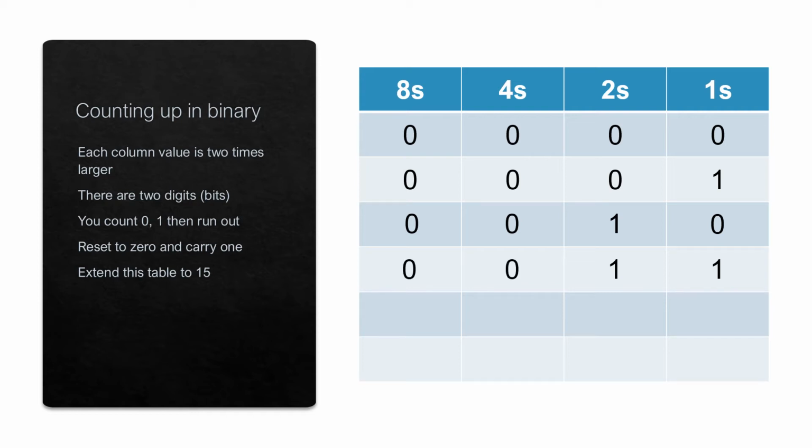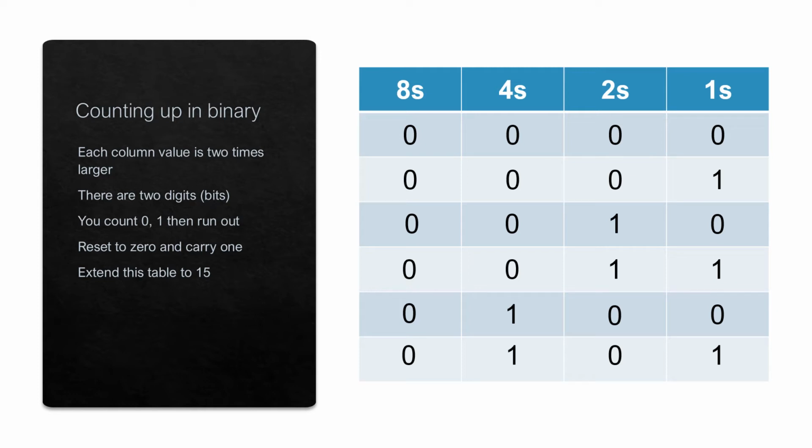And now we need to add another 1 in the ones column, but we've run out of bits, so we reset to 0, carry 1 to the next column. We've run out of bits there as well, so we reset that to 0 and carry 1 into the fours column and the next value. So this gives you all the binary numbers from 0 up to 5.